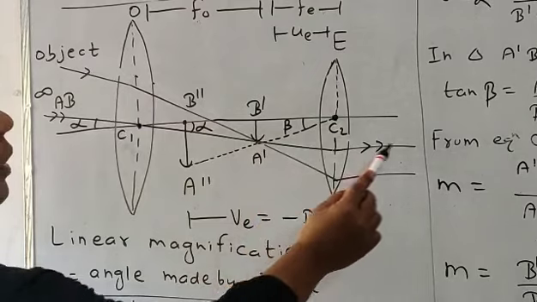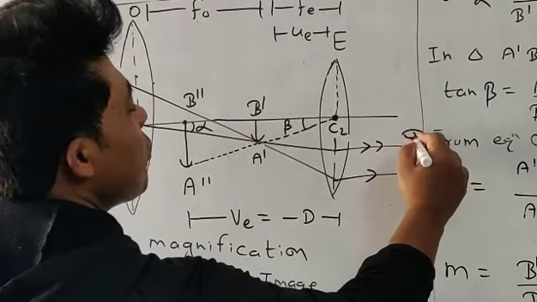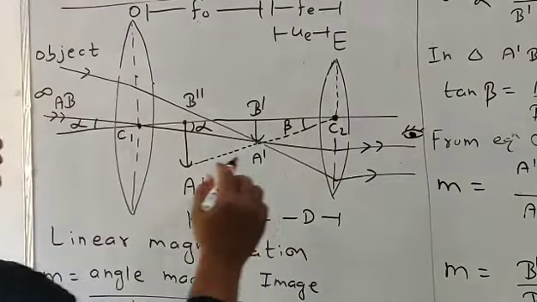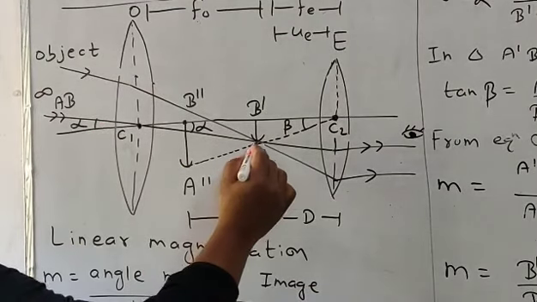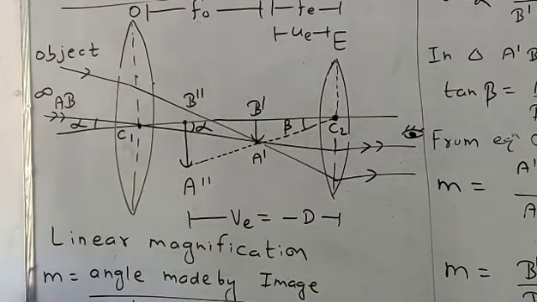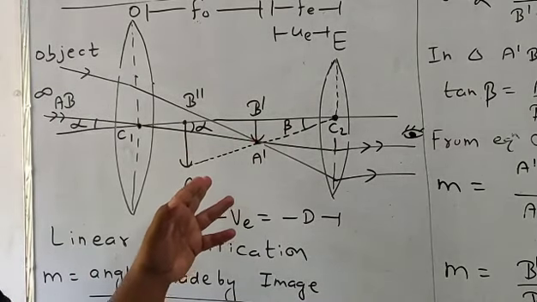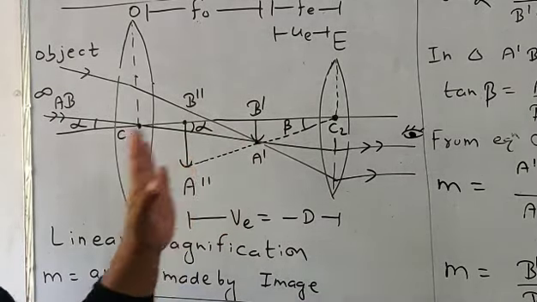Another ray is incident, it gets refracted. This will be the observer. Both the light rays intersect at this point. So AB is a distant object, and we will get A dash B dash, a real, inverted and magnified image.